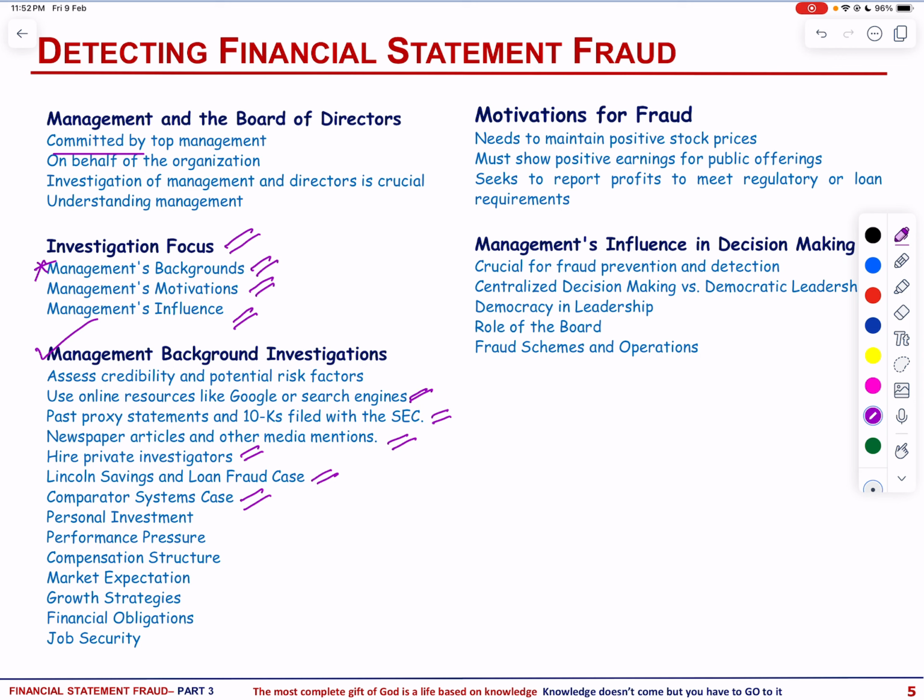Understanding the motivations of directors and management is crucial for detecting potential financial statement fraud, and some of the key points to be considered are personal investment, that is, if the personal assets of the directors are tied to the organization's performance. Are they under pressure to meet unrealistic targets? Is their compensation largely tied to performance metrics? Do they consistently guide expectations higher?